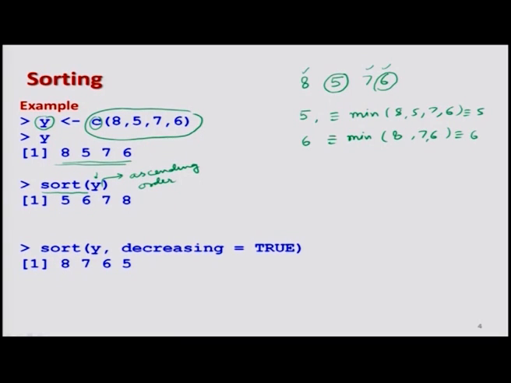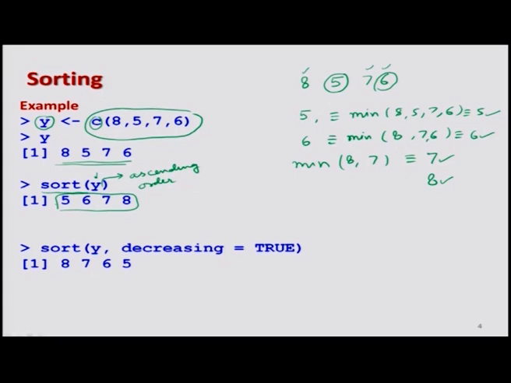Now, the remaining values are 8 and 7. Again R tries to find the minimum value between 8 and 7, and this comes out to be 7. And now there is only one value left, which is the maximum among all the given values, and this is 8. This is the same sequence 5, 6, 7 and 8 given by this sort.